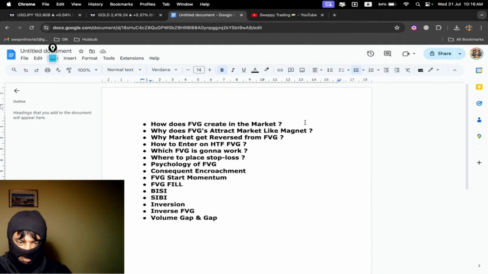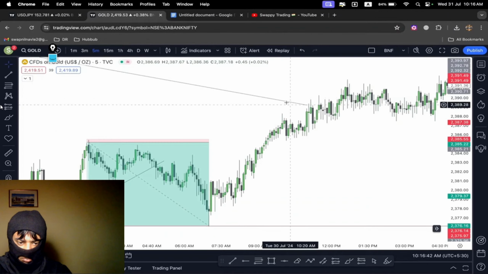Now, where should we enter? We'll also understand its basic components. But before that, let's understand a little about what consequent encroachment is. What is the psychology of a fair value gap? We've understood that. What is FG start momentum? What is FG fill momentum? What is BC? What is CB? What is inversion? What is an inverse fair value gap? What is a volume gap? We've understood all of this.